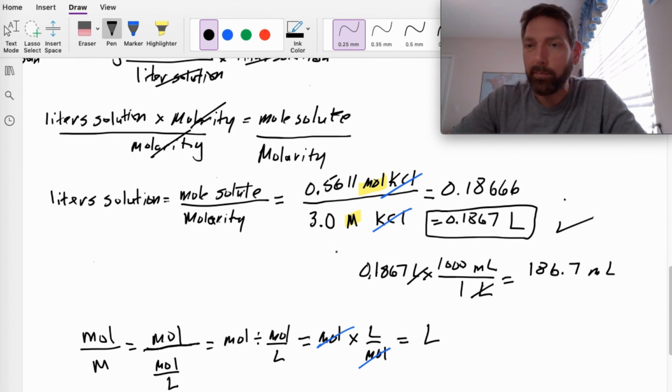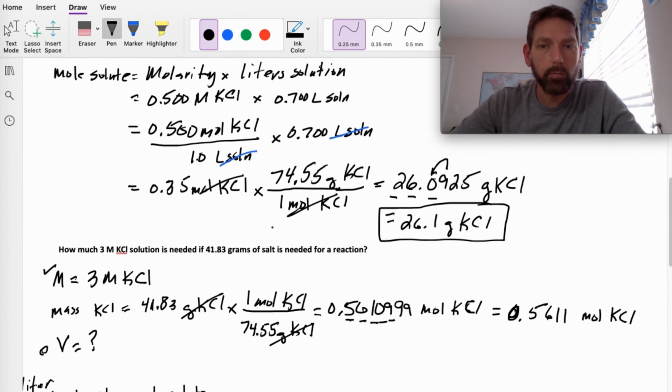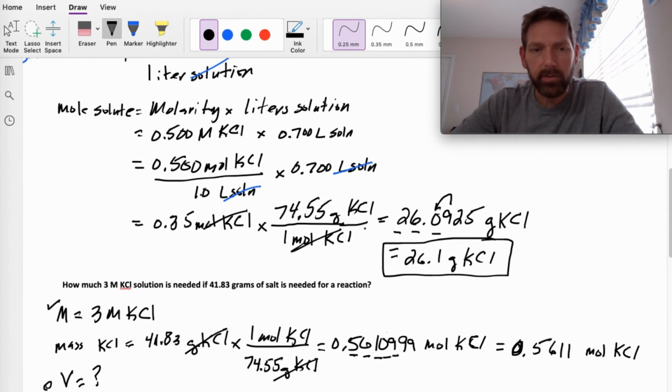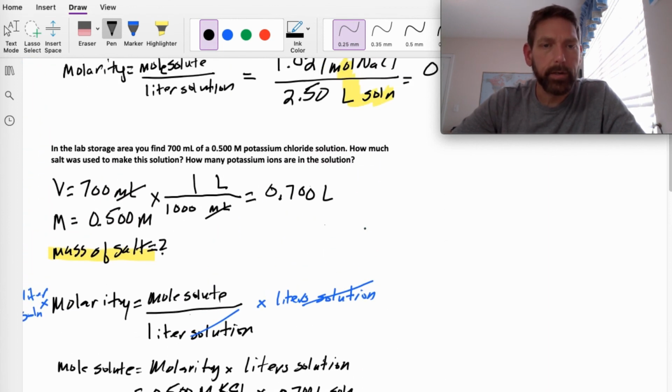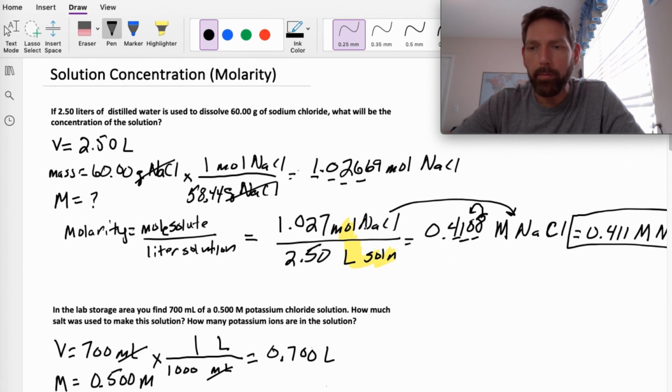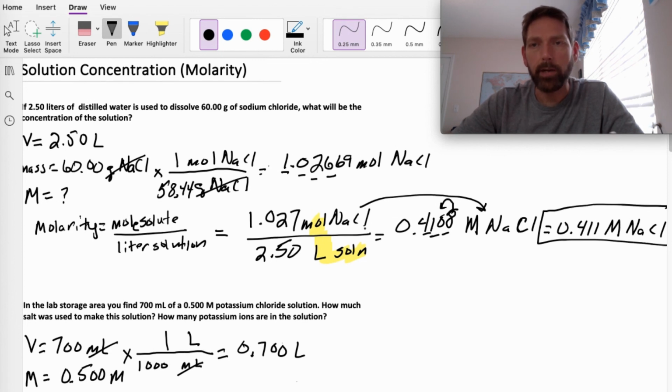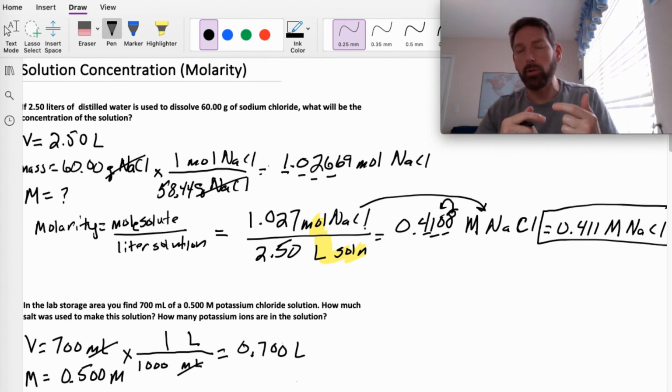There's 3 basic problems for molarity. Something if you're calculating volume, something if you calculate mass, and then another problem if you just want to figure out what the actual concentration of something is. So we just took all 3 variables, kind of did some stuff with it, right?